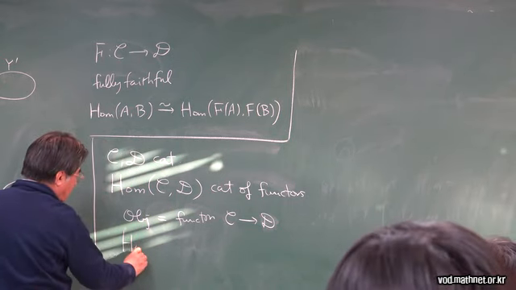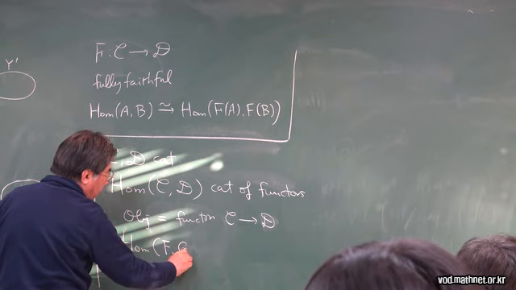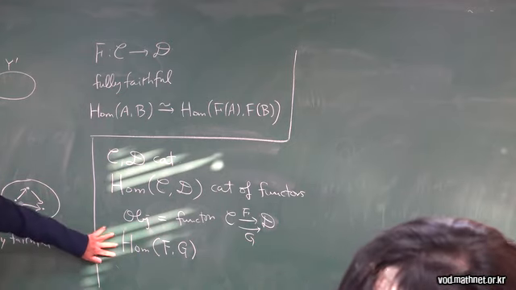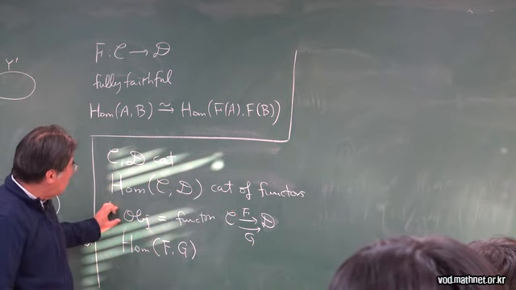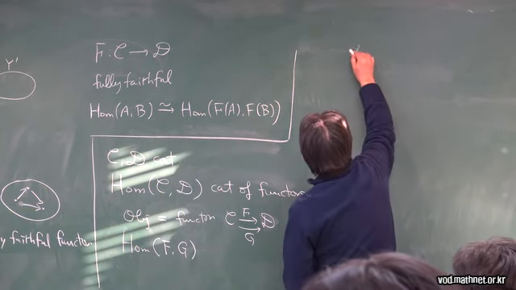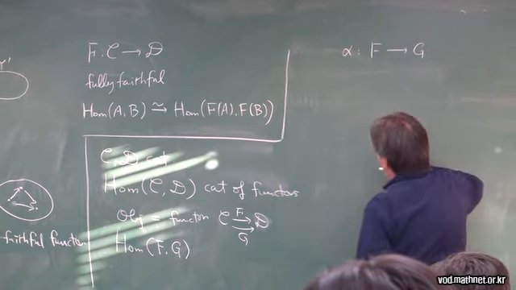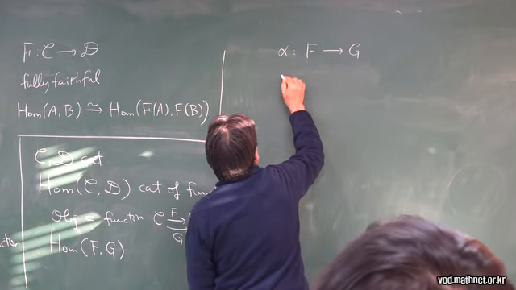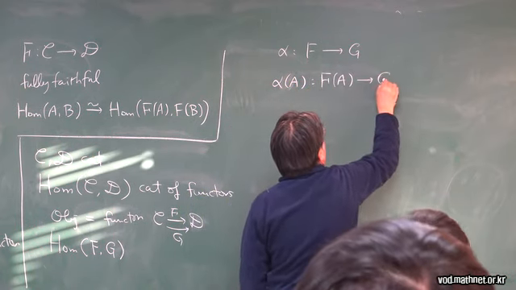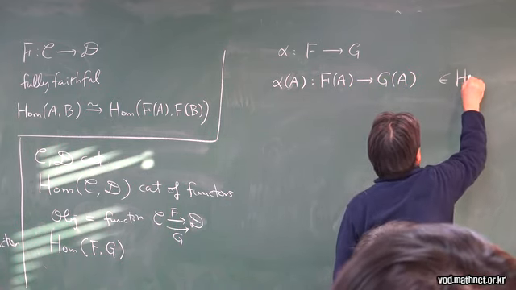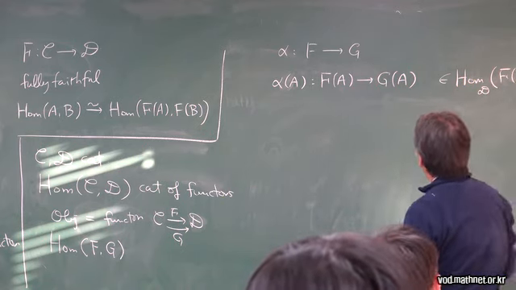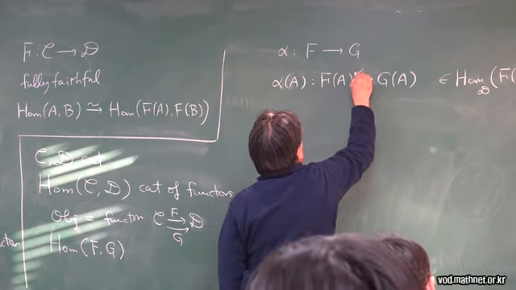Then what is Hom from one functor to another functor? So F is here and G is here. What is the Hom set? This is more important. Usually we call this the category of functors, but the objects are something, and the arrows are more important. So what are the arrows? Alpha is from F to G if alpha_A is from FA to GA, inside Hom in D of FA to GA. And there is compatibility. So this is alpha_A.